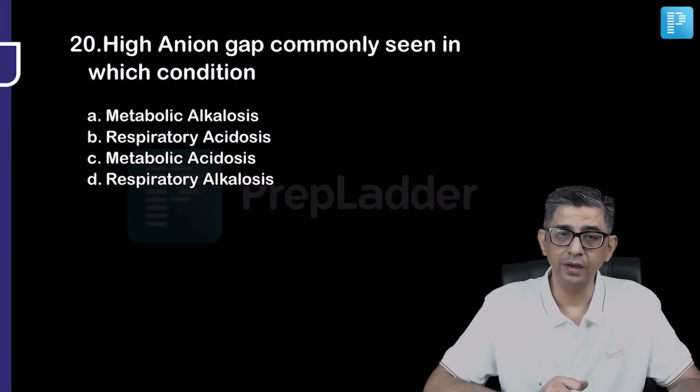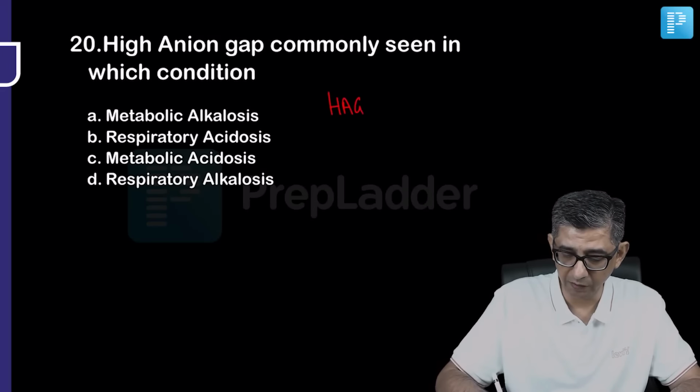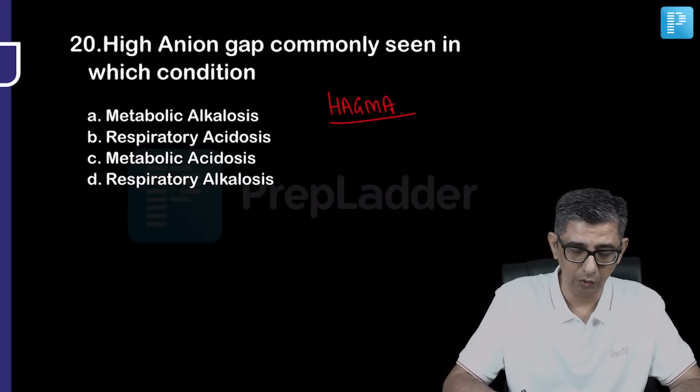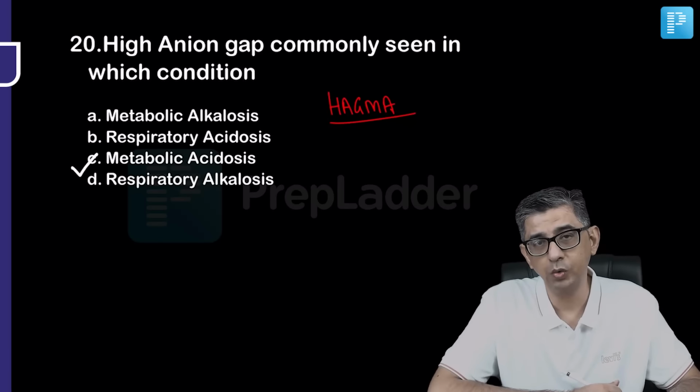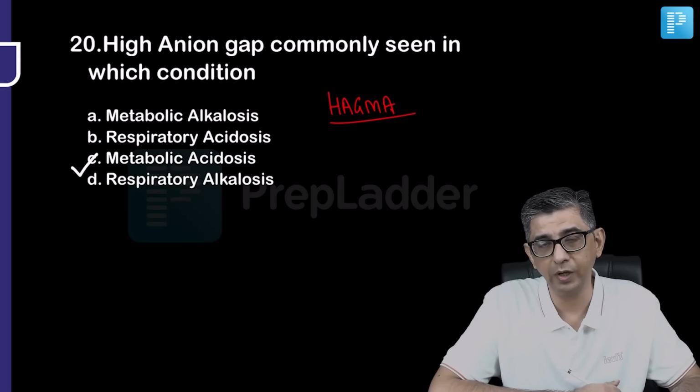The next question said HAGMA, that is high anion gap metabolic acidosis, would be seen with which condition? So every time you read about a HAGMA, that would be a metabolic acidosis in a patient. The normal anion gap values would be given by you as 6 to 12 milliequivalents, and whenever we have HAGMA, there could be multiple reasons for it also.